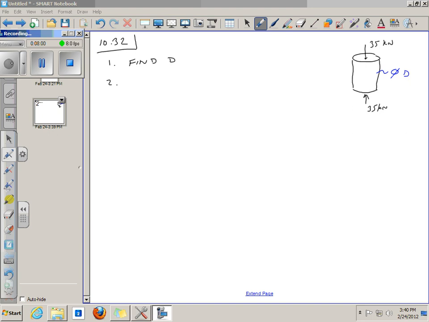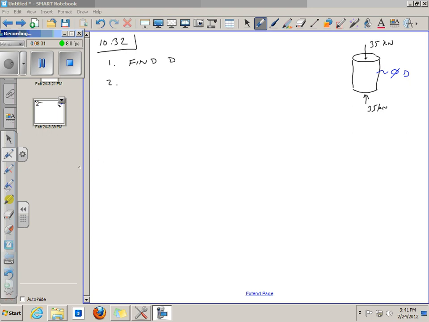Great, great problem. Okay. 10.32, it says a circular bar supports an axial force of 35 kilonewtons. If the compressive stress in the bar is not to exceed 75.8 meganewtons per meter squared, determine the diameter of the bar. Okay, so they're giving us the amount of compressive stress it can take. So my picture showing the 35 kilonewton force in compression is right. All right, so I want to find d, the diameter.